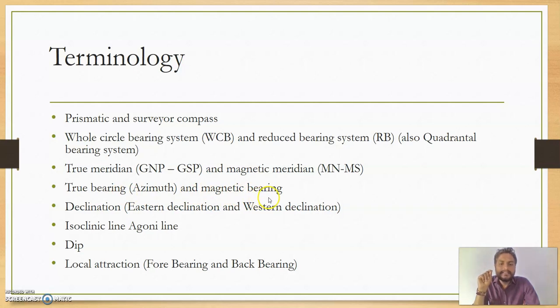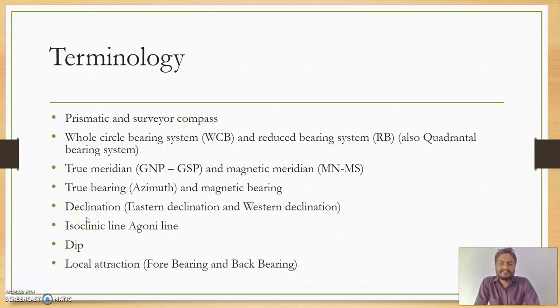Magnetic bearing is nothing but the angle between magnetic meridian and survey line. The angle between survey line and magnetic meridian. Okay, so we know what is magnetic meridian.